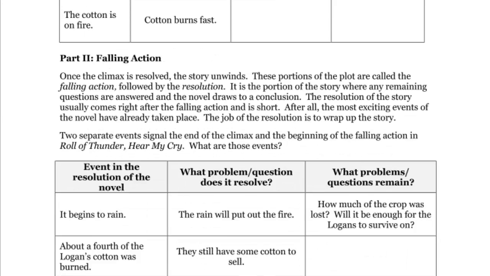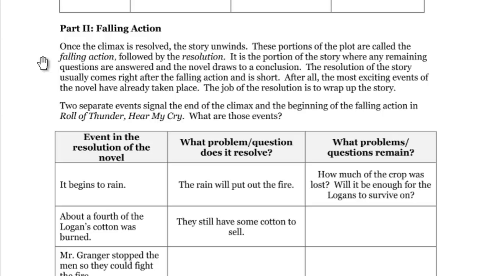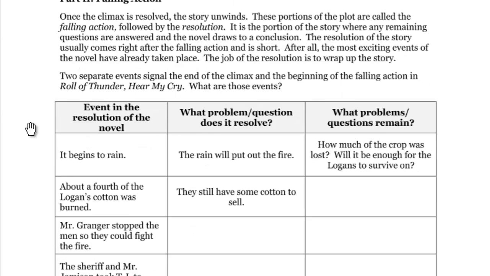For part 2, the falling action, once the climax is resolved, the story unwinds. These portions of the plot are called the falling action, followed by the resolution. It is the portion of the story where any remaining questions are answered and the novel draws to a conclusion. The resolution of the story usually comes right after the falling action and is short. After all, the most exciting events of the novel have already taken place. The job of the resolution is to wrap up the story. Two separate events signal the end of the climax and the beginning of the falling action in Roll of Thunder, Hear My Cry. What are those events?